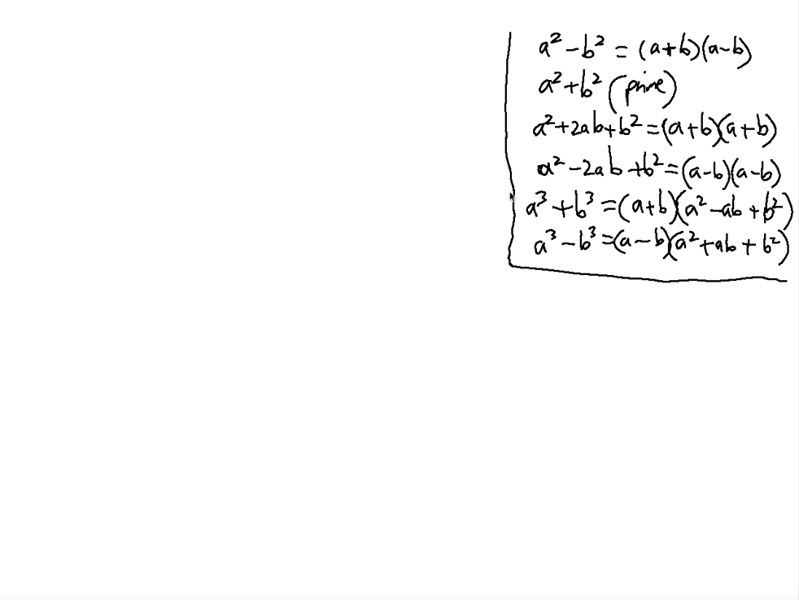The fifth type is the sum of two cubes. There are only two terms. Each term is cubed, raised to the third power. And that is factored as a plus b multiplied by a squared minus ab plus b squared. And the last type that might be handy to you is the difference of two cubes. Once again, only two terms, and you're subtracting one cube from the other. That's factored as a minus b times a squared plus ab plus b squared.